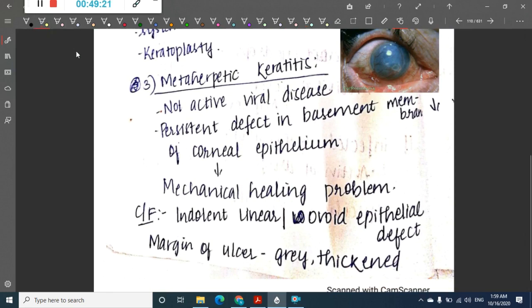Then we have something called metaherpetic ulcers. The important thing is it is not an active viral disease. Here the defect is mainly present in the basement membrane of the corneal epithelium. You see an indolent linear or ovoid epithelial defect, and the margin of the ulcer is grey and thickened. So this is the picture of metaherpetic keratitis.